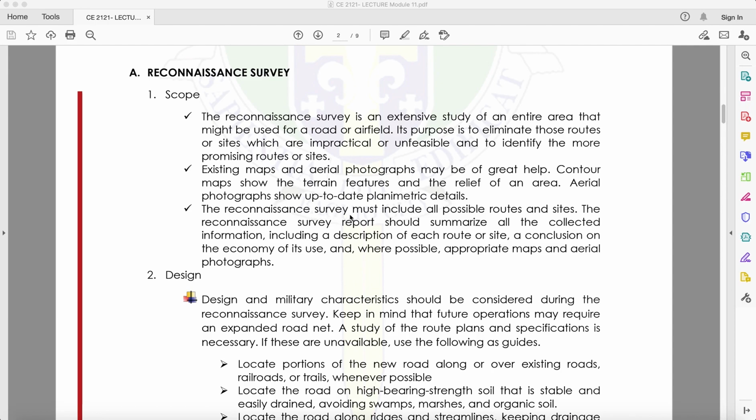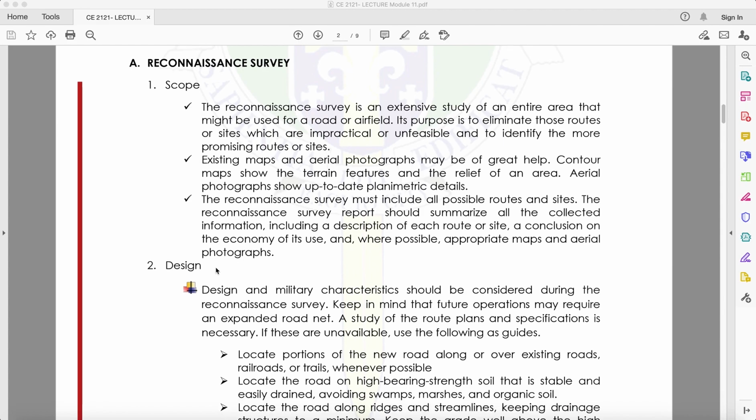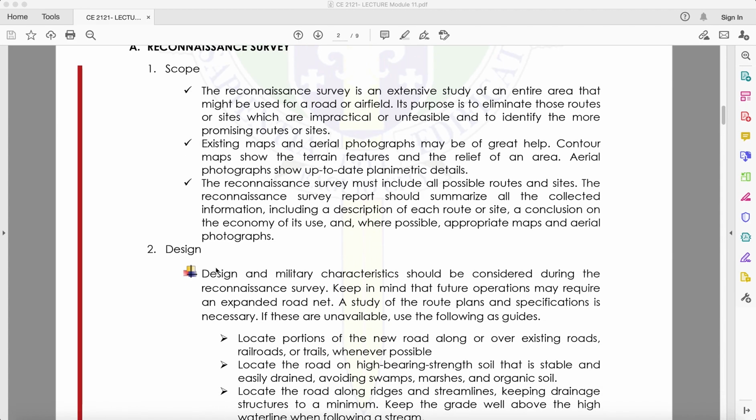So the reconnaissance survey must include all possible routes and sites. I repeat, it must include all possible routes and sites. The reconnaissance survey report should summarize all the collected information, including a description of each route or site, a conclusion on the economy of its use, and where possible, appropriate maps and aerial photographs. Okay, so that is the scope of a reconnaissance survey.